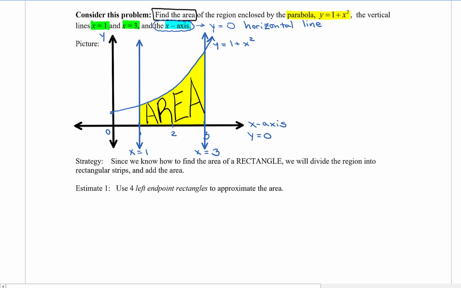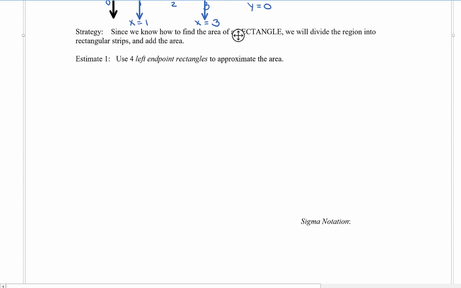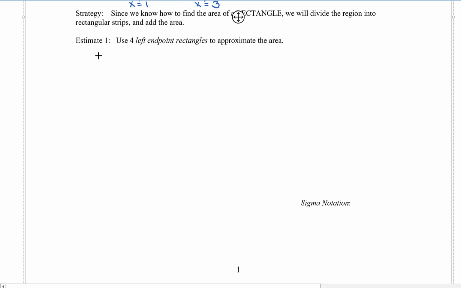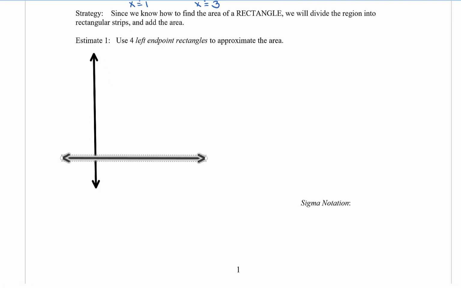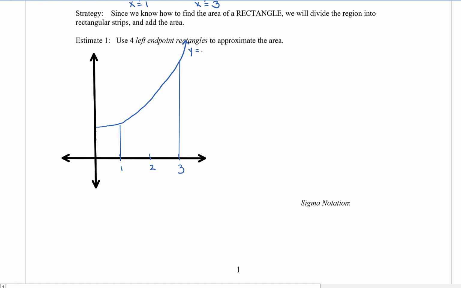So for our estimate 1, we're going to use 4 left endpoint rectangles to approximate the area. I'm going to redraw the exact same graph right here. I'm going to draw once again the coordinate plane focused on quadrant 1, and the parabola y equal to 1 plus x squared, only the section in quadrant 1. I'm going to label my x-axis with tick marks separated by a scale of 1, so I've got 1, 2, 3, and I'm also going to draw the vertical lines at x equal to 1 and x equal to 3.